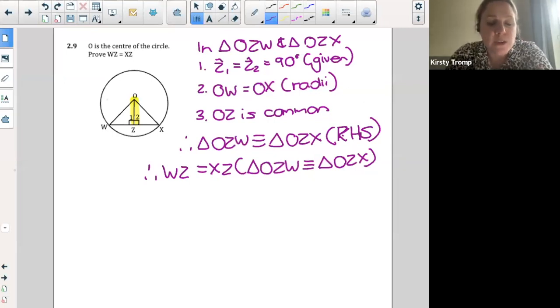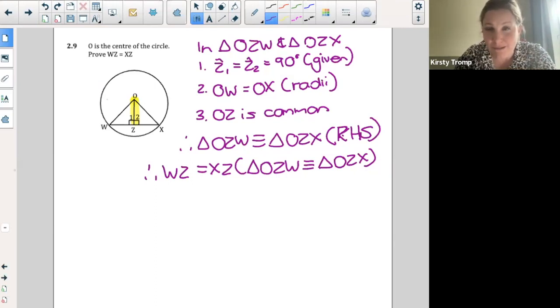Zianda's asking me, Miss, how do we know that OW and OX are the radii? We know that they are the radii because they told us that O is the center of the circle. So if O is the center of the circle, that must mean that OW is a radius and OX is a radius. Whenever they put triangles inside of a circle, I want you to always remember this for the whole time you do maths, from now in grade 9 all the way up to matric. When they put a triangle inside of a circle and there's a center, you're looking for radii and you're looking for the diameter.